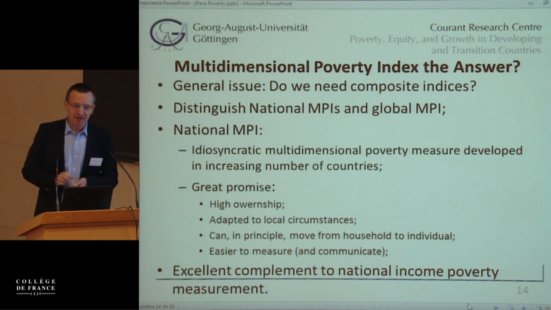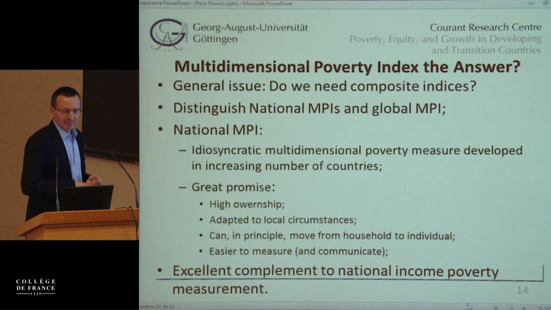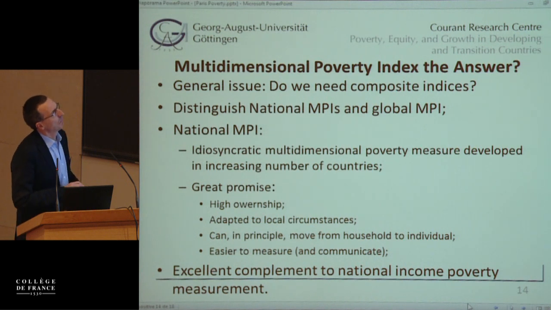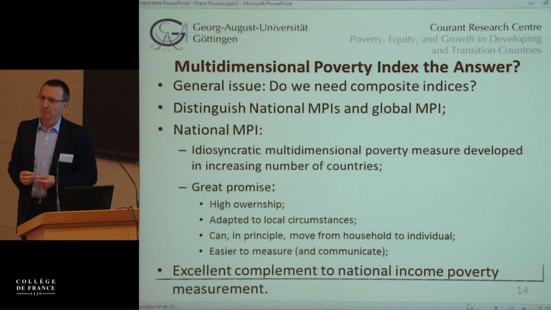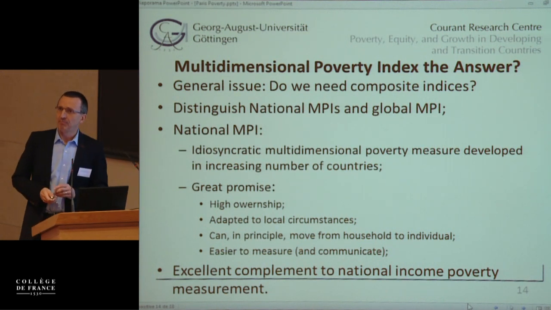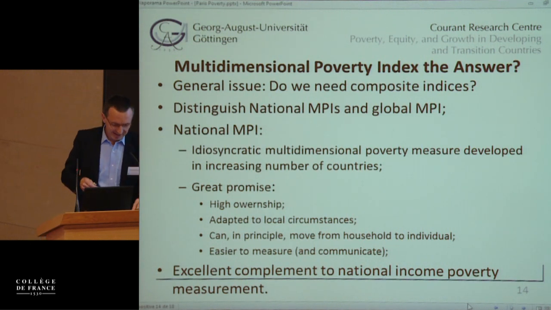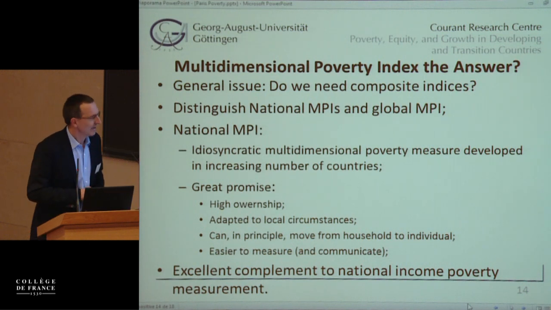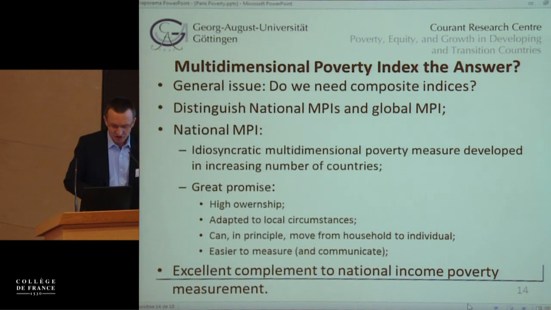Okay, now let me briefly talk about multidimensional poverty. Is that the answer which has recently been developed? So there's a first general issue: do we need composite indices of poverty rather than just looking at health, education, and other outcomes separately? There are clear benefits and costs for that. And I don't want to get into this discussion, which we can certainly talk about, but I think it can be, in principle, a useful thing to have a composite index as an additional tool.